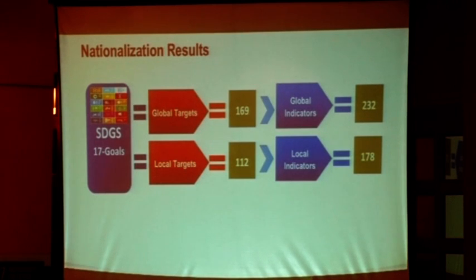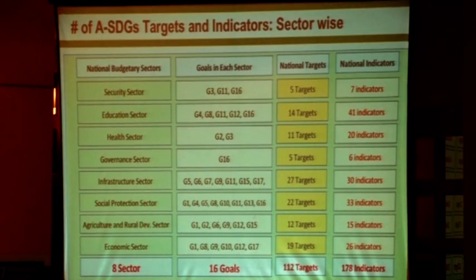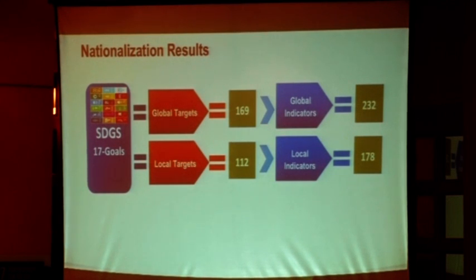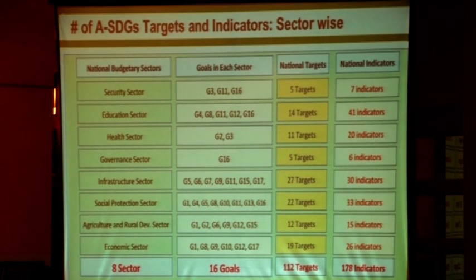At the global level, there are goals, and under them we had nationalized targets and indicators. We are a lot different. You can see that we actually have 112 targets and 178 indicators from 2032. This is actually the results of the whole process.